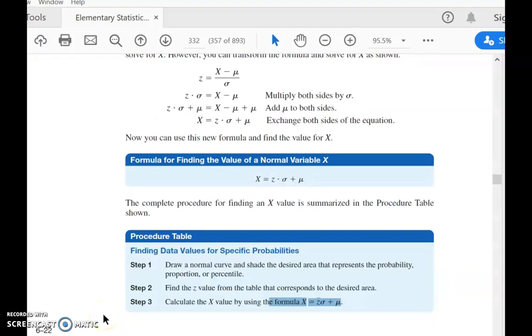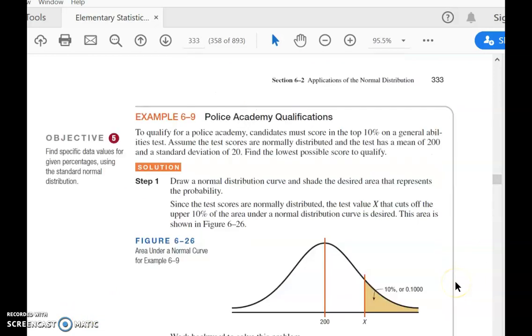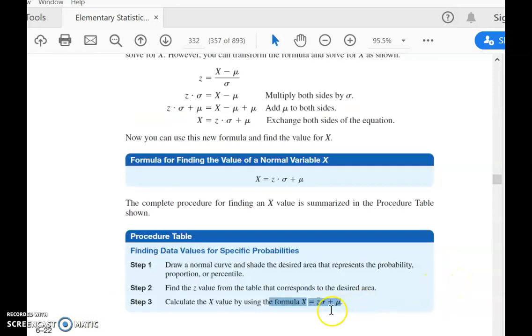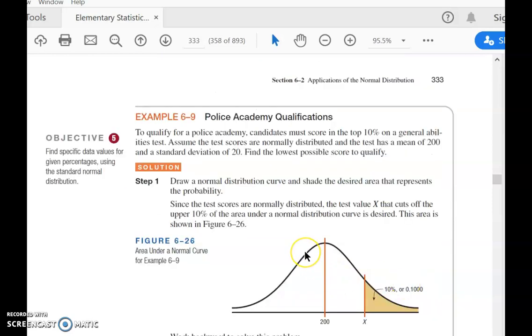Okay, so how do we do it? Step number 1, we draw the curve. We draw a cartoon and shade the area. This is to facilitate things and make sure that we understand what our problem is. Then we find the z value from the table that corresponds to that desired area. Once we find out what that z value is, we can finish up by calculating the x value by using this formula right here. Okay, so here we go.